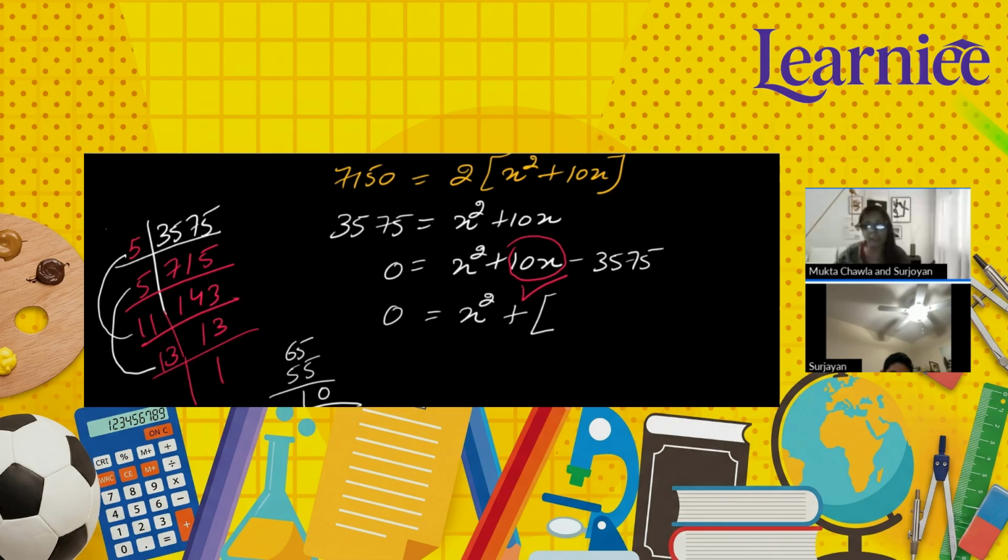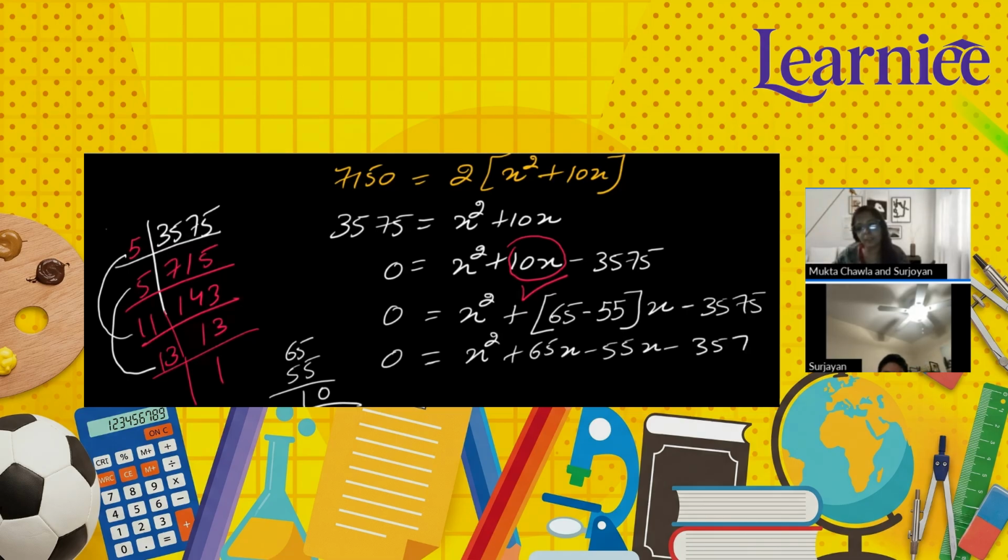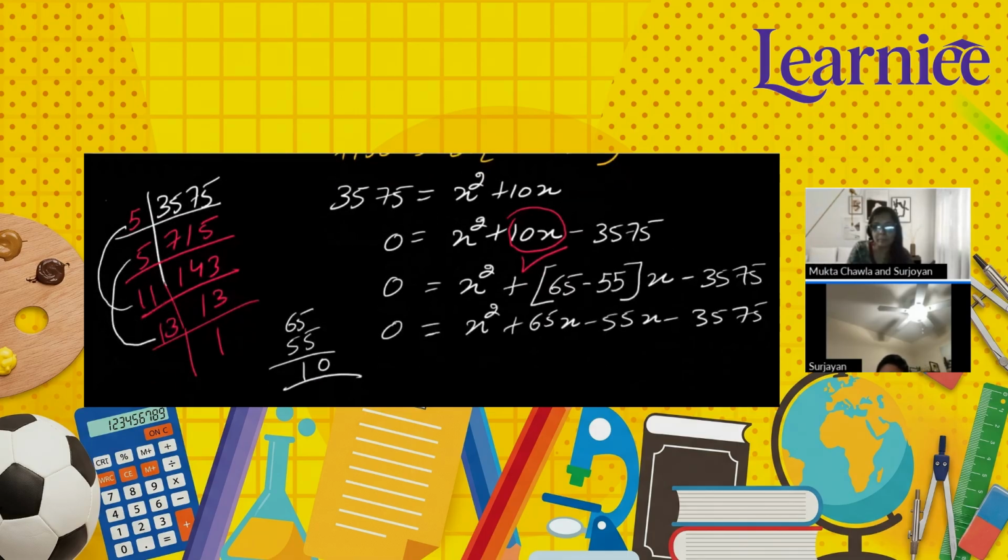So how can we write them? Now we will be replacing 10x. Can I write 10 as 65 minus 55? Will that be fine? Yes. And outside I am putting x minus 3575. Is it fine? Then x here. Now I'm opening the bracket with x, so we will be getting 65x minus 55x minus 3575, right? What is this method called? The factoring thing. Yes, this is the factorization, expanding the bracket, right? Okay.